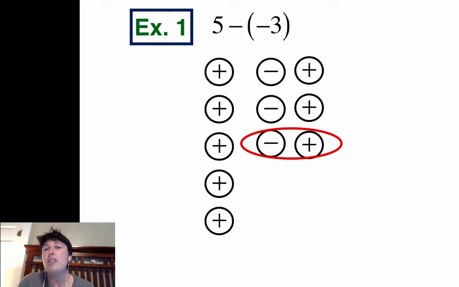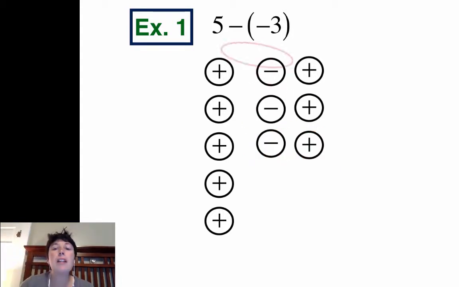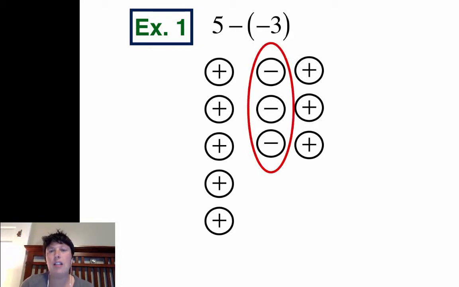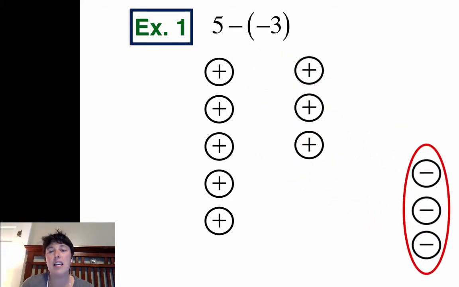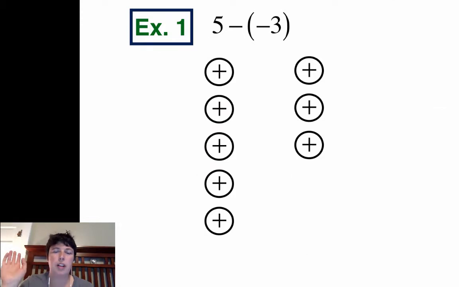So have I actually changed the problem? Nope, I still have 5. I've just added a bunch of zeros. But now I can take away negative 3 because I see 3 negatives. I see them right there. So I'll take those 3 negatives and pull them away from this problem. That puts them off to the side, and in fact, they're just going to disappear. What's my answer? Well, I have 5 plus 3 more positives, so my answer is 8.